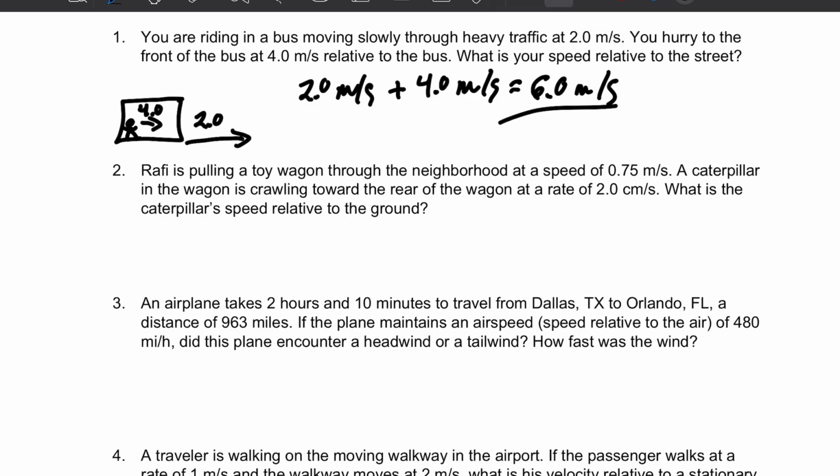Rafi is pulling a toy wagon through a neighborhood at a speed of 0.75 meters per second. The caterpillar in the wagon is crawling towards the rear of the wagon at a rate of 2 centimeters per second. Two different units there, so we're going to have to convert the centimeters to meters. There's 100 centimeters in a meter, so we're going to move that decimal to the left twice. What is the caterpillar speed relative to the ground?